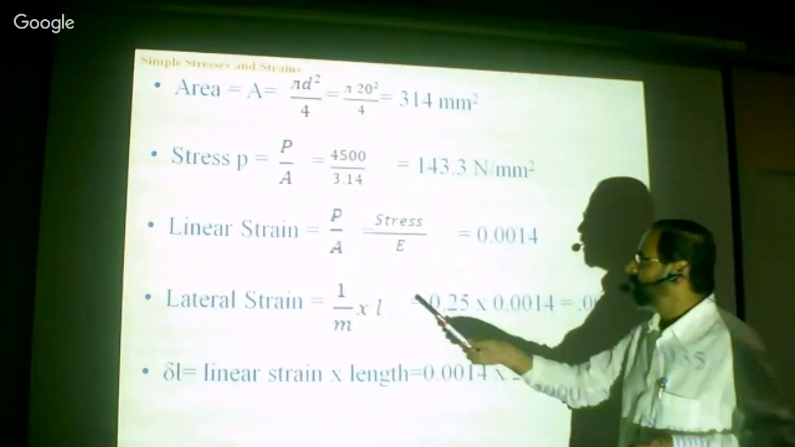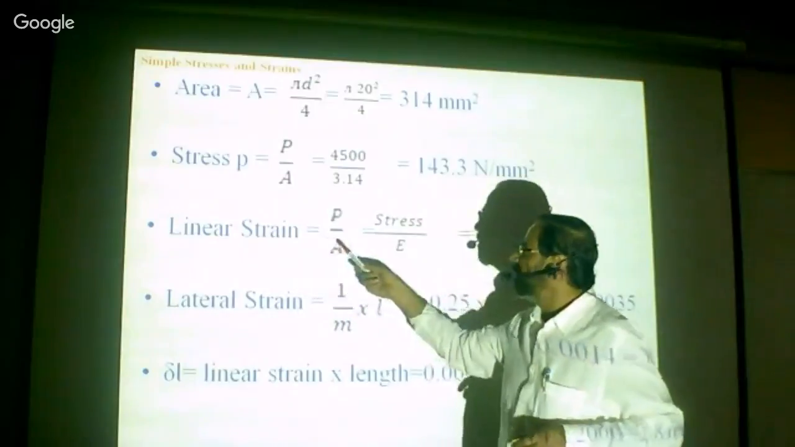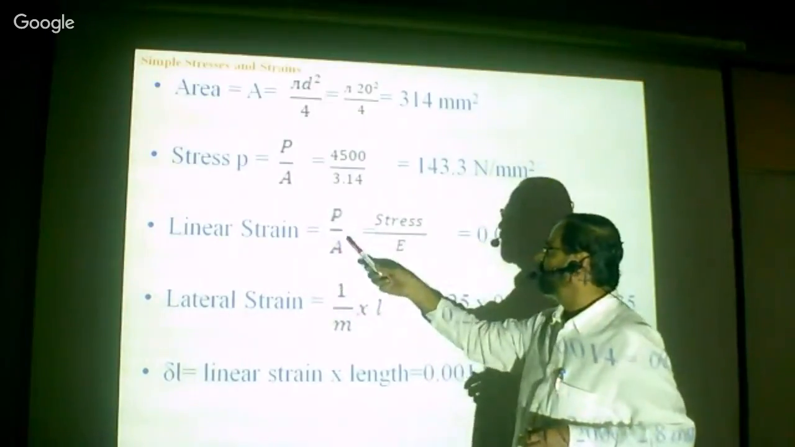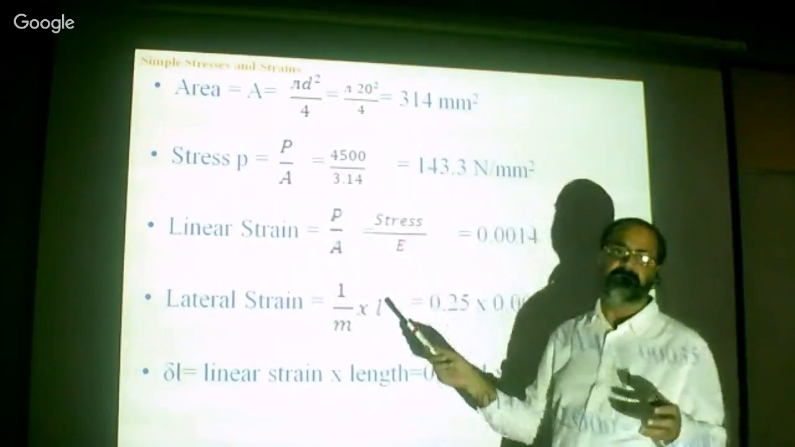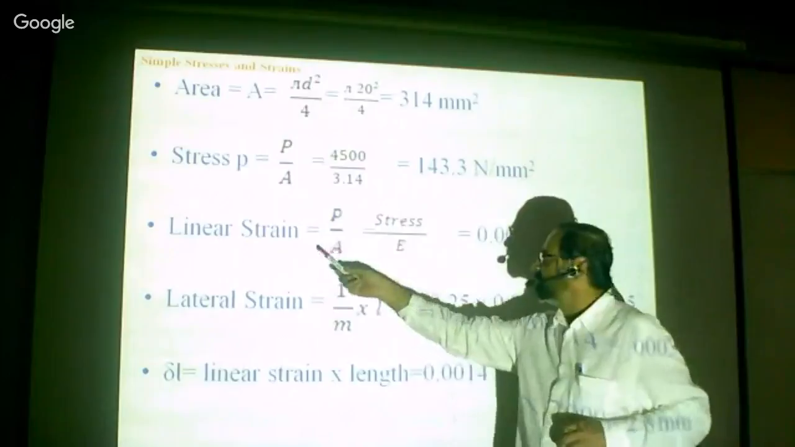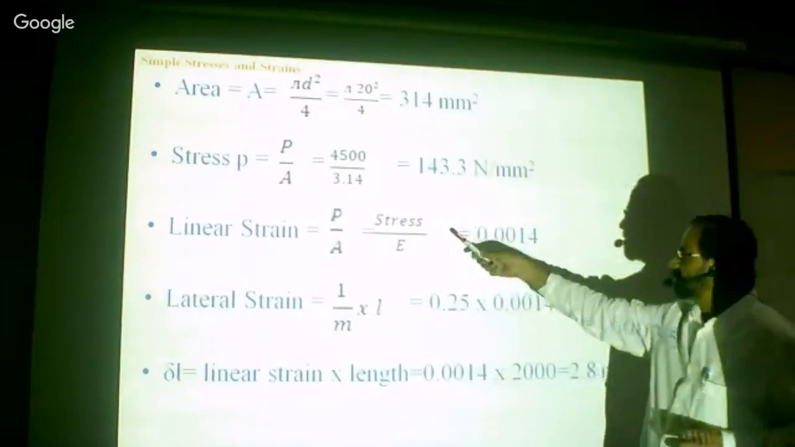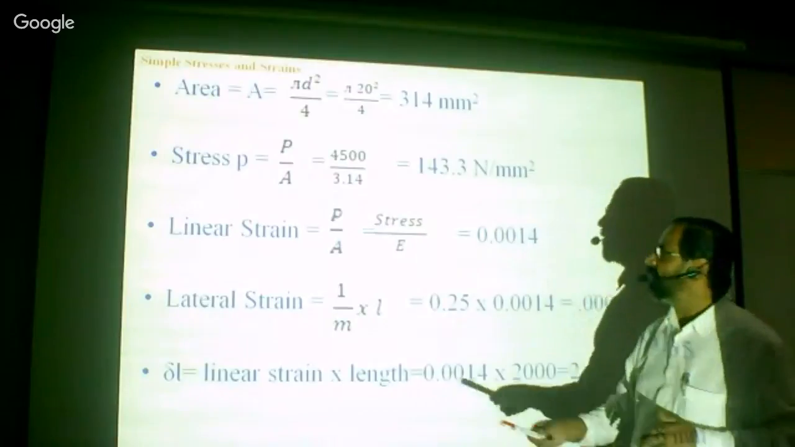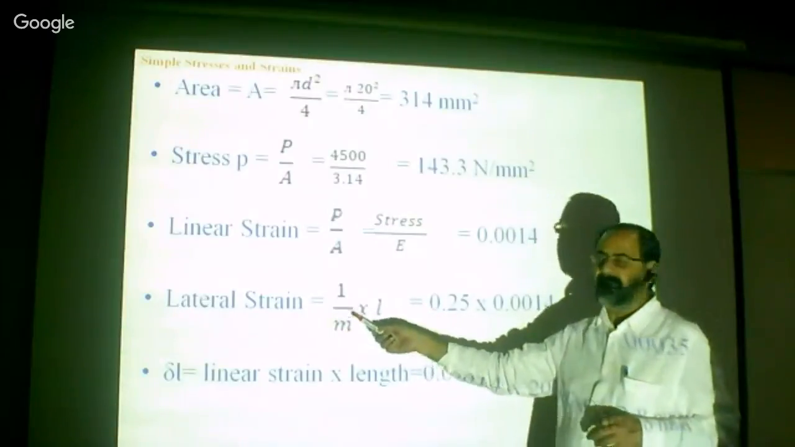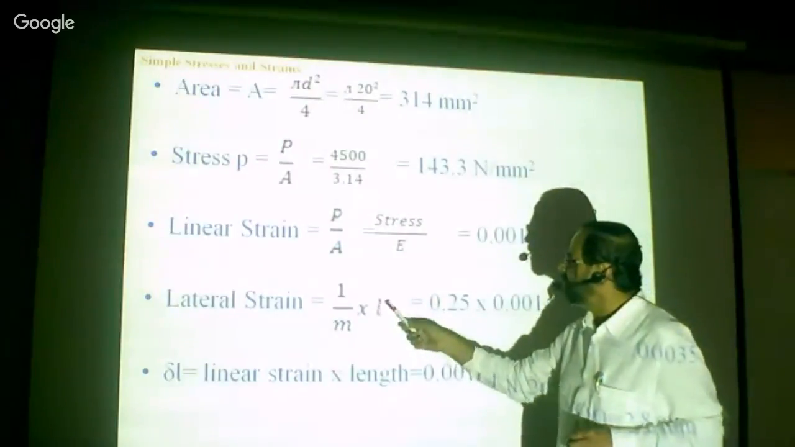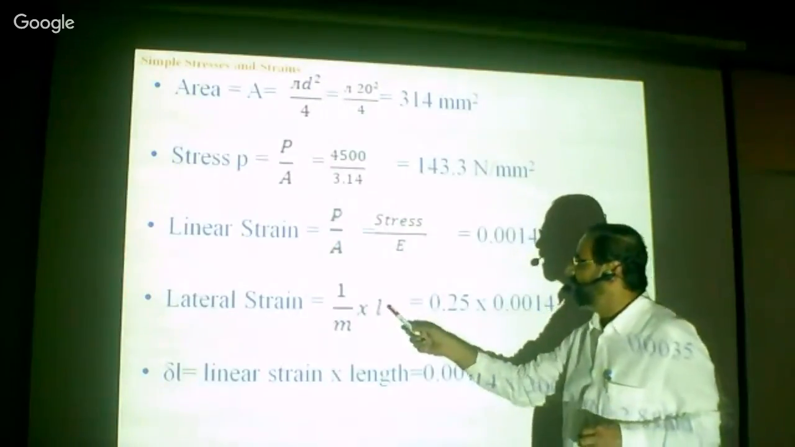And from the original statement, we know that Young's modulus is equal to stress divided by strain. From there we can calculate the linear strain. Linear strain is equal to stress upon Young's modulus. And lateral strain is equal to, because they have given this m, 1 by m multiplied by, this should be E.